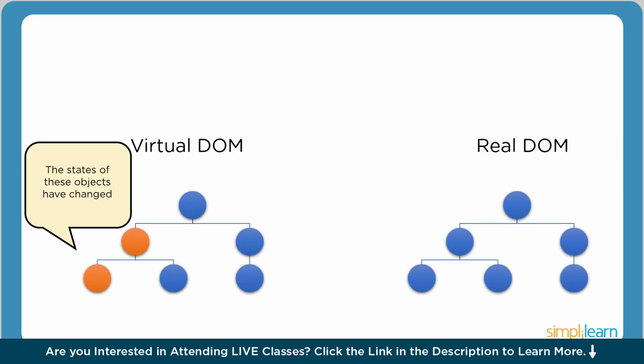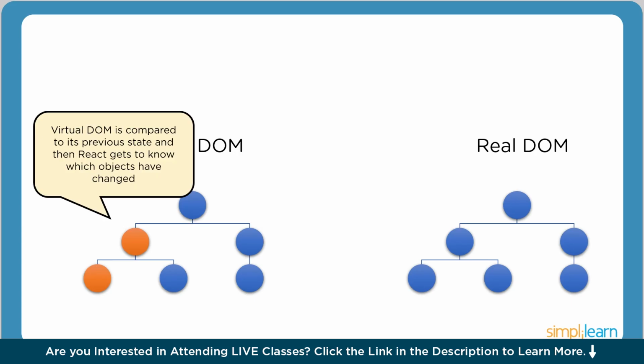Now consider two objects whose states have been changed. React now compares the virtual DOM with the virtual DOM snapshot that was taken right before the update. By comparing the new virtual DOM with the pre-update version, React figures out exactly which virtual DOM objects have changed. Now React only updates those objects on the virtual DOM. This makes a big difference when it comes to speed.